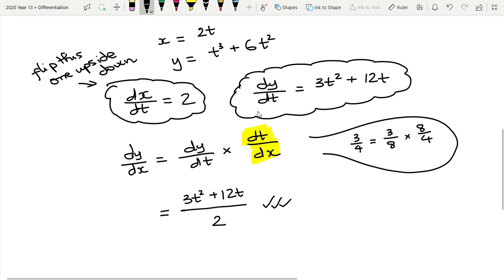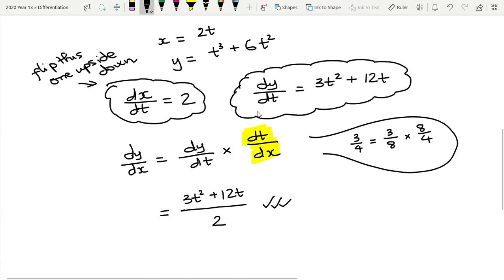Of course, you would expect dy over dx also to be in terms of t, because y is in terms of t, and x is in terms of t. Just because it's kind of hard to find a direct relationship between x and y, we borrow the third variable to be in terms of t, and this is what we call parametric differentiation, from parametric equations.